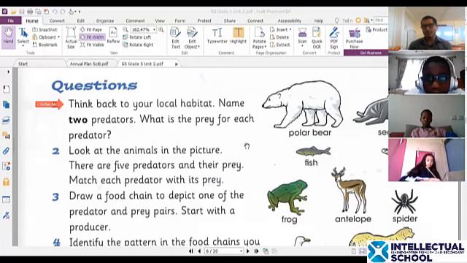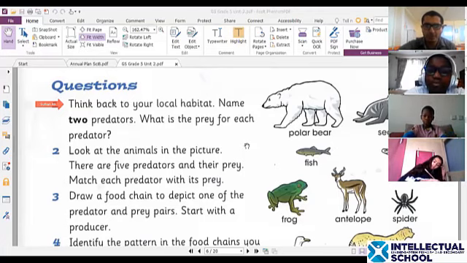It's up to you. Not these options, but in your local habitat, in your area, around your home, for example. What do you think are two predators?